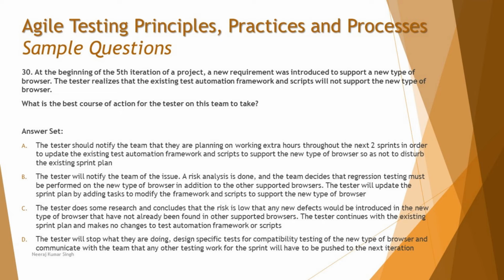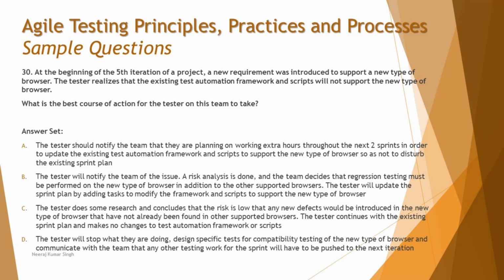Option C says the tester does some research and concludes that the risk is low that any new defect would be introduced in the new type of browser that has not already been found in the other supported browsers. The tester continues with the existing sprint plan and makes no changes to the test automation framework or scripts. So that's another alternative. If I'm explaining, it may seem like why this option is right and why this option is incorrect. When you are all alone, we want you to understand the logic of solving a question. We don't want you to stick to our words. We want you to stick to our logical understanding of making a decision.